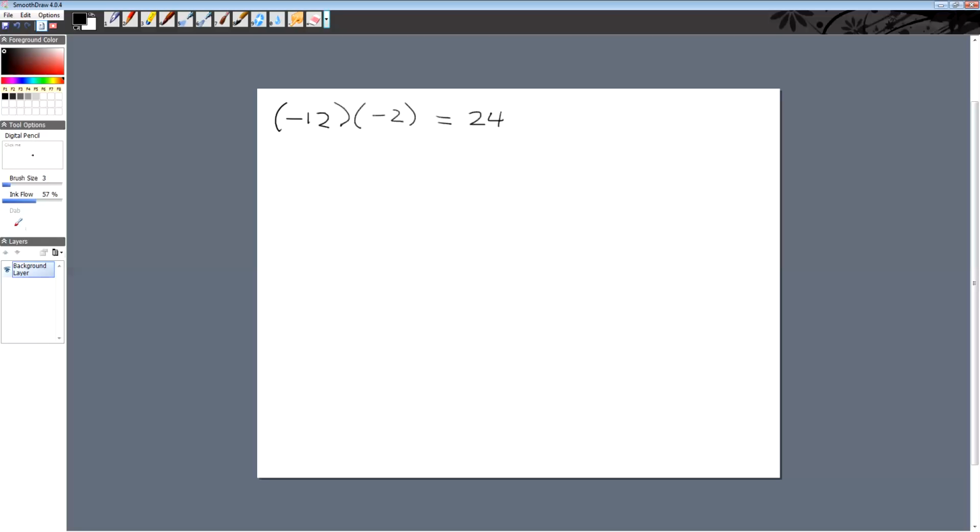Similarly, in number 25, we have a division problem. 36 divided by negative 6. 36 divided by 6 is 6. But since you are dividing a positive by a negative, our result is also going to be negative.